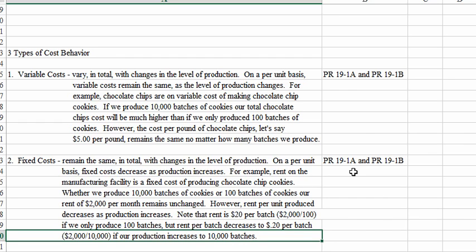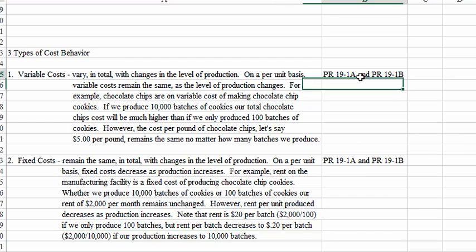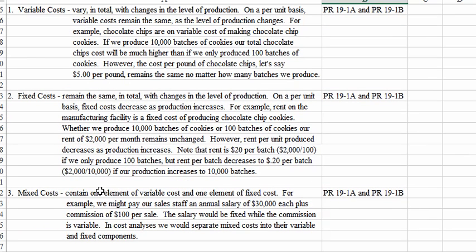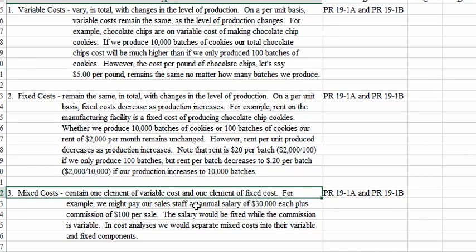Alright, so we're going to go through a problem in a video, 19.1a, where we label some costs as either variable or fixed. Our third category, a hybrid of the two, is called mixed cost. They contain one element of variable cost and one element of fixed cost.